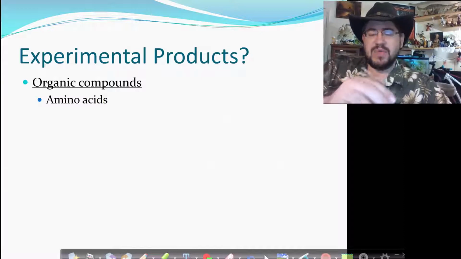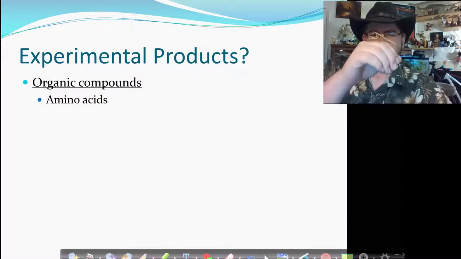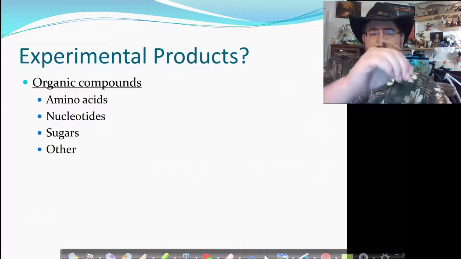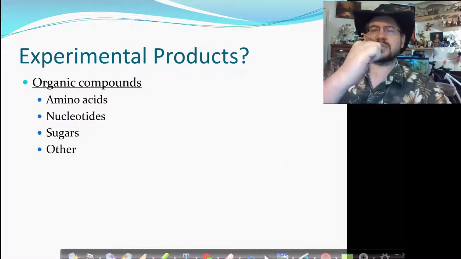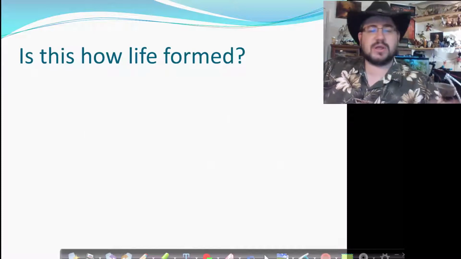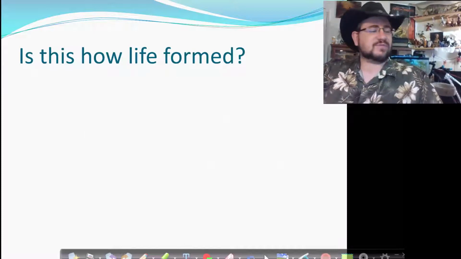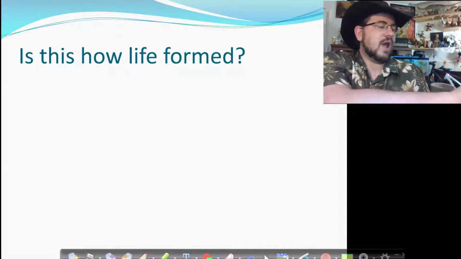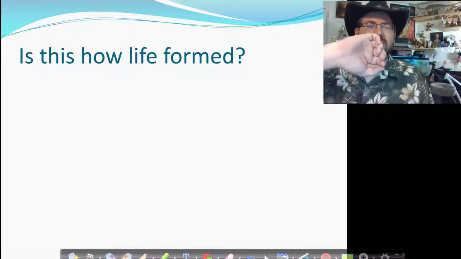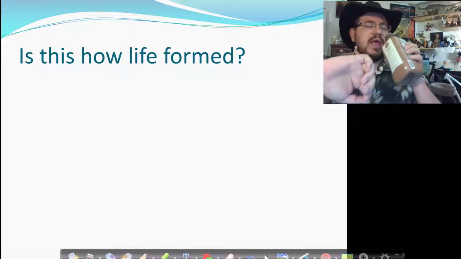So we got amino acids, which are the building blocks of proteins. And we got sugars, which are important in energy production. And even more other organic compounds that I don't need to list off. So the question then, now that we know that in a simple experiment with early atmosphere, a variety of organic compounds form, is this how life formed on our planet?